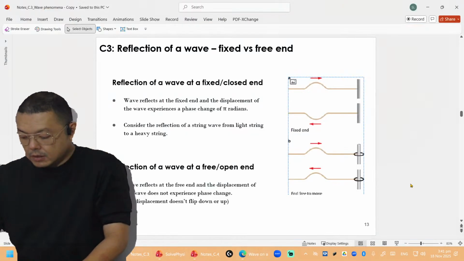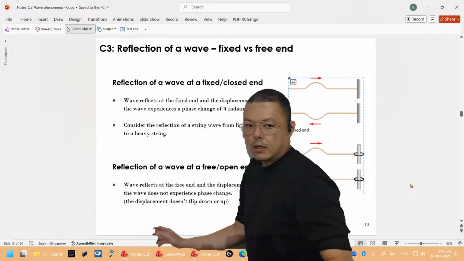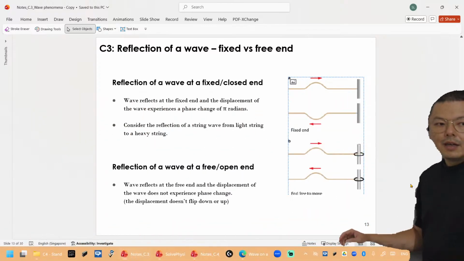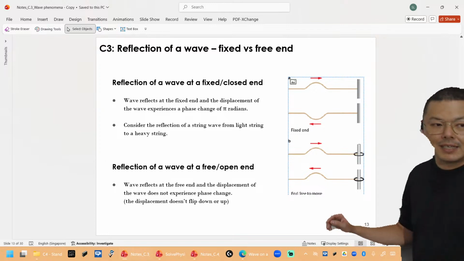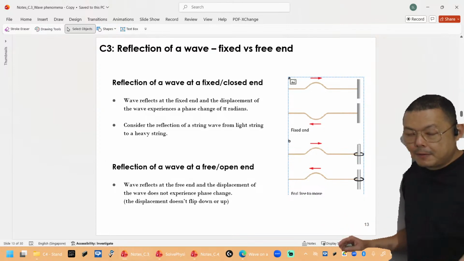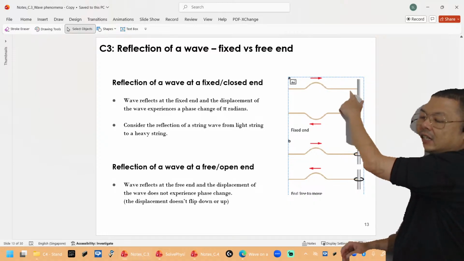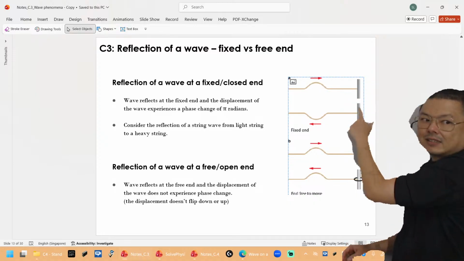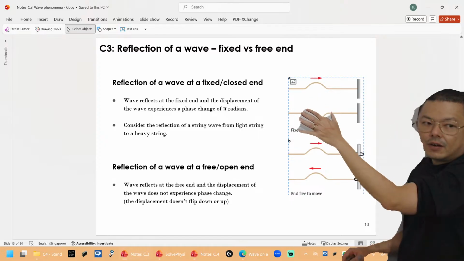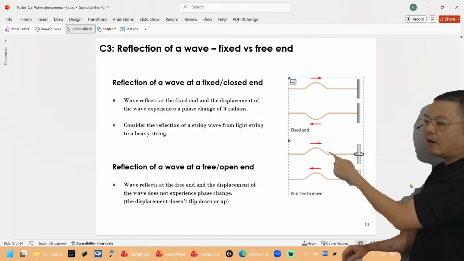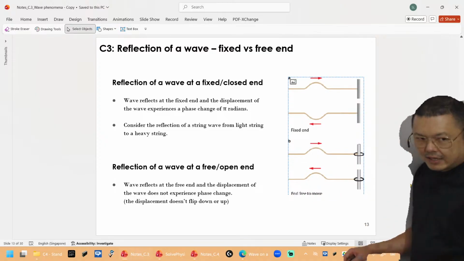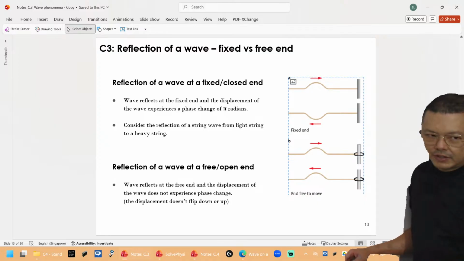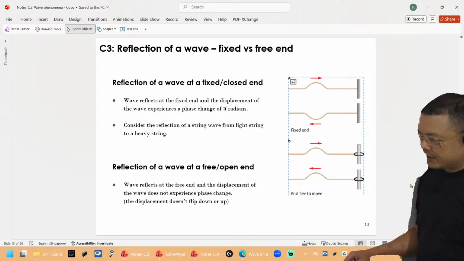Okay, do not use those words because that's just you trying to simplify it. I mean, simplify is fine. Don't make it simplistic. Use the words properly. So what we say is reflection at a fixed end has a phase change of pi radians. Reflection at a loose end, there's no phase change. So it remains the same phase. Then that's it. So don't say upright or inverted or anything like that because that's going to confuse yourself.